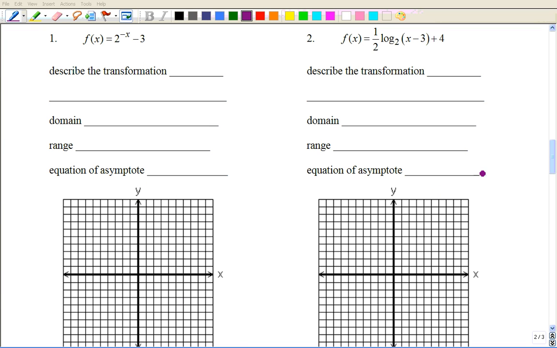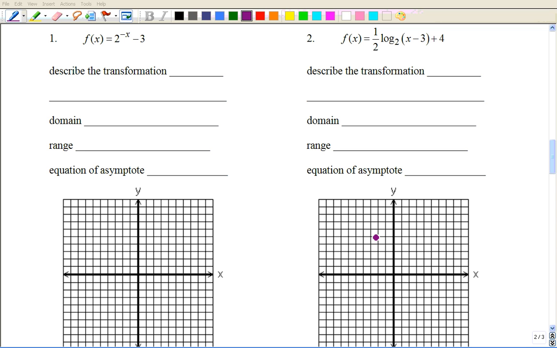For these two examples, these are number 1 and 2 on the worksheet that you'll be getting in class. You won't have the graphs on it. You'll have to do it on your own paper. But you can also print off or copy down the problems, and then you could start doing them on your own paper and follow along as we do these two examples.